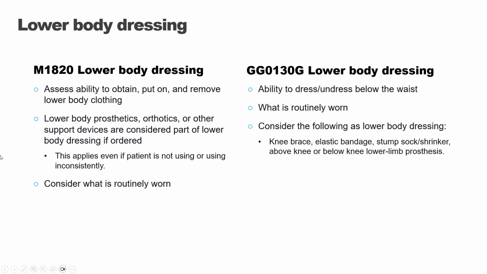And then you want to think about, do they have a knee brace, elastic bandage, stump sock shrinker above the knee or below the knee, limb prosthesis. And then when you look at the lower body dressing, and we're thinking about GG0130H, thinking about that footwear.